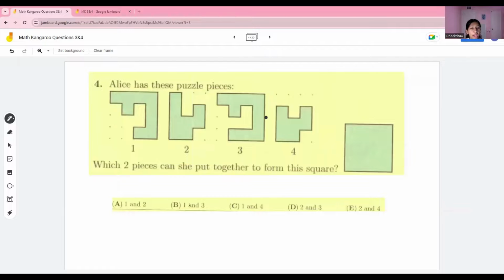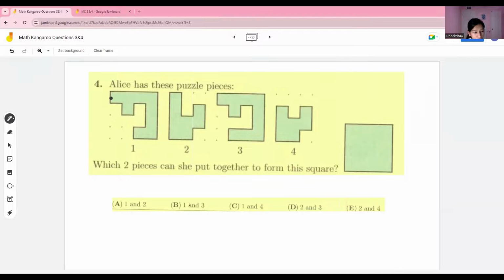Okay, Alice has these puzzle pieces. Which 2 pieces can she put together to form this square? So this is a 2-dimensional square, full and through. So therefore, we cannot have any overlapping puzzle pieces, and every single unit of the square needs to be covered. Let's start off with trying out each of these answer choices. With these kind of questions, you need to make a visual or mental image, and it doesn't hurt to sort of draw it out and make a diagram so you can get a better understanding.